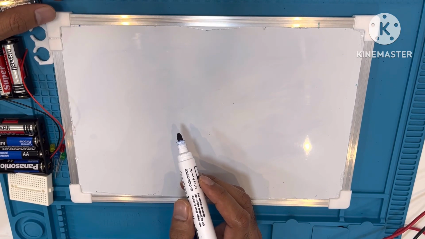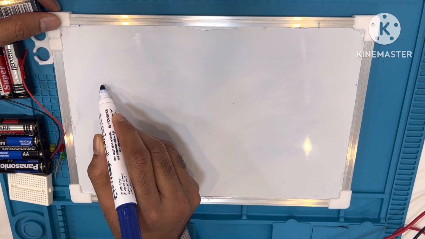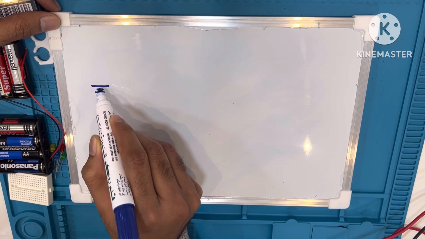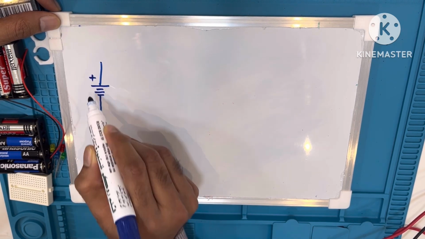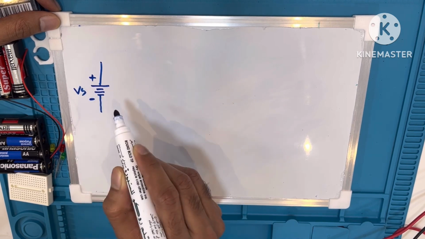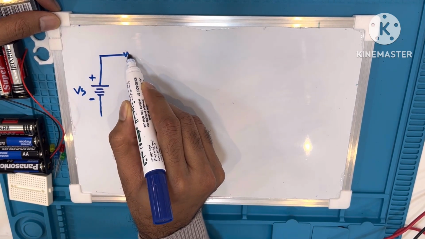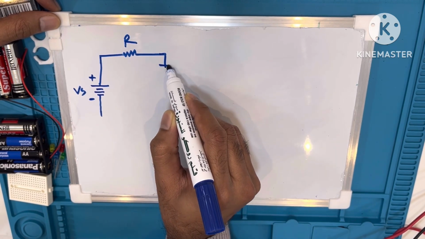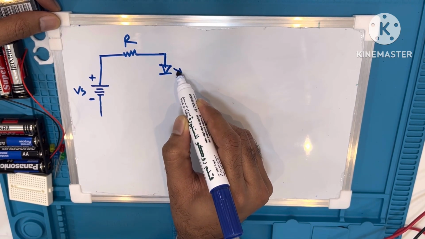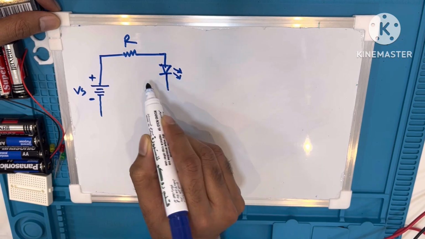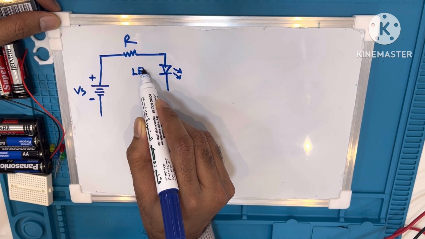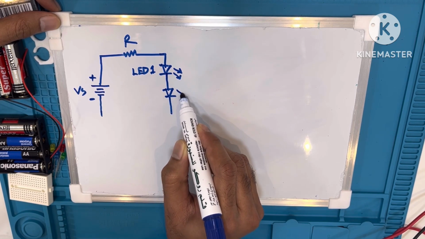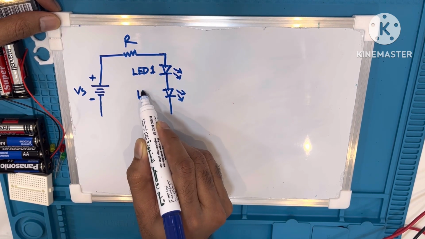Now I will calculate the resistance value if I connect two LEDs in series. So let's draw the circuit first to calculate the resistor value. Here is the source voltage. Then this is the resistor. We'll calculate this resistor value. Now I will add two LEDs in series. Here is LED 1 and then there will be another LED in series, which is LED 2.